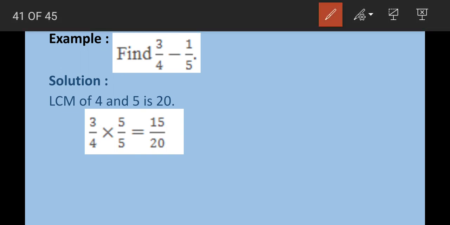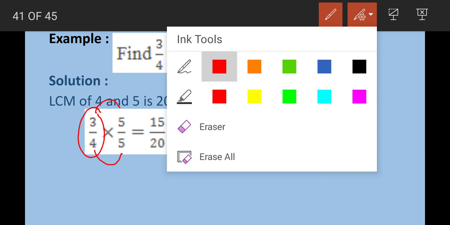Here the fraction is 3 by 4. So we have to multiply by 5. 4 times 5 is 20. I have multiplied the denominator by 5, so we have to multiply the numerator by the same 5 to get the equivalent fraction. So 3 times 5 is 15 and 4 times 5 is 20. So the new fraction becomes 15 by 20.